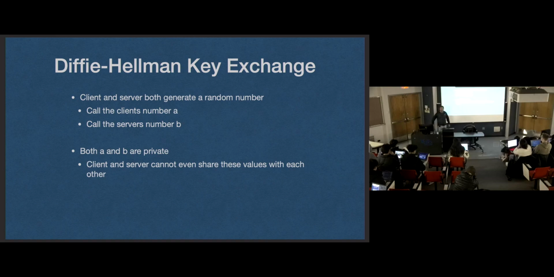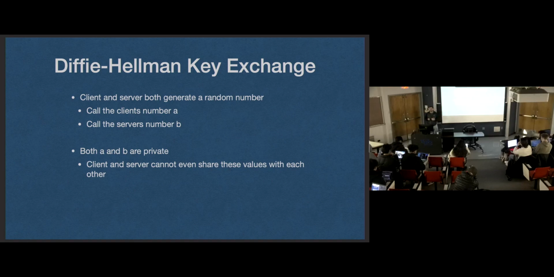And then client and server are going to both generate a random number. We're going to call the client's number A and the server's number B. And these are super private, which means that the server can't even know the client's secret number, and the client can't even know the server's private number. Client is the only one who ever knows A. Server is the only one who ever knows B, which is convenient, because we never have to send these numbers over the internet, which is the only way we can really keep them private.